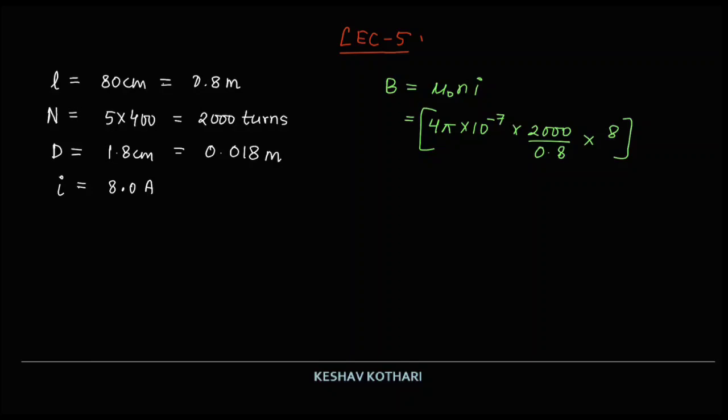So on calculation, we obtain a value equal to 8 pi into 10 to the power minus 3 Tesla. So this is equal to 2.512 into 10 to the power of minus 2 Tesla. So this is the correct answer for this particular problem. So let us move to the next problem.